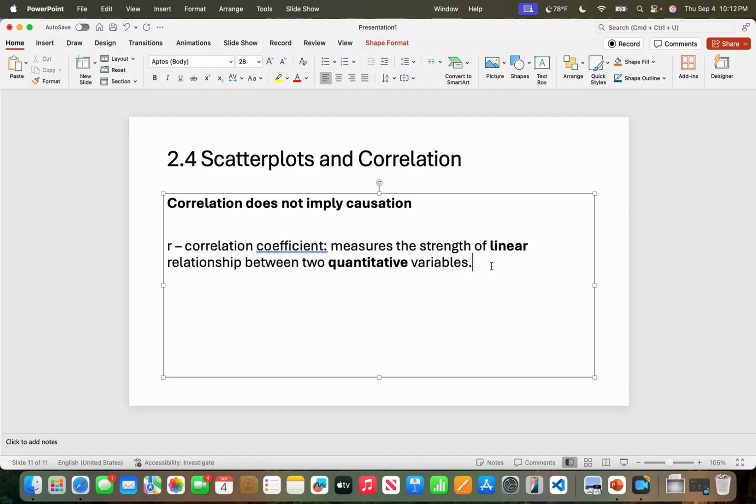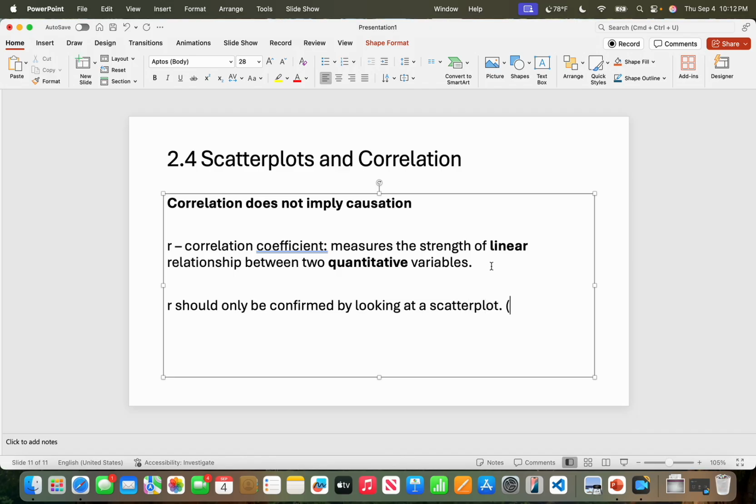between two quantitative variables. Also, one thing we should know is r, we'll make it lowercase to match the homework, should only be confirmed by looking at a scatter plot.